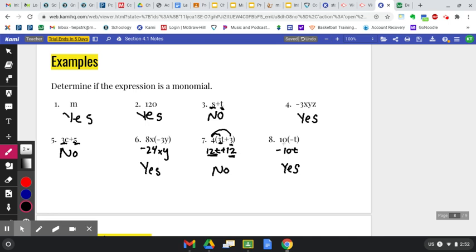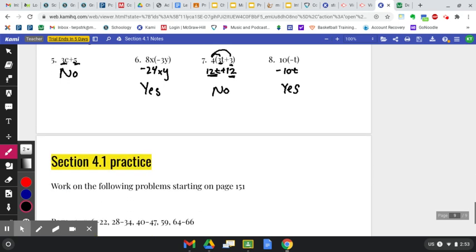Here, this is 10 times negative t, which is negative 10t. So yes, that is a monomial. Right, so here I have a single term times a single term. I get one term out of that. Here I have a single term, the 4, but I'm multiplying by 2 different terms, meaning I'll get 2 different terms. So that's how you determine if it's a monomial or not.